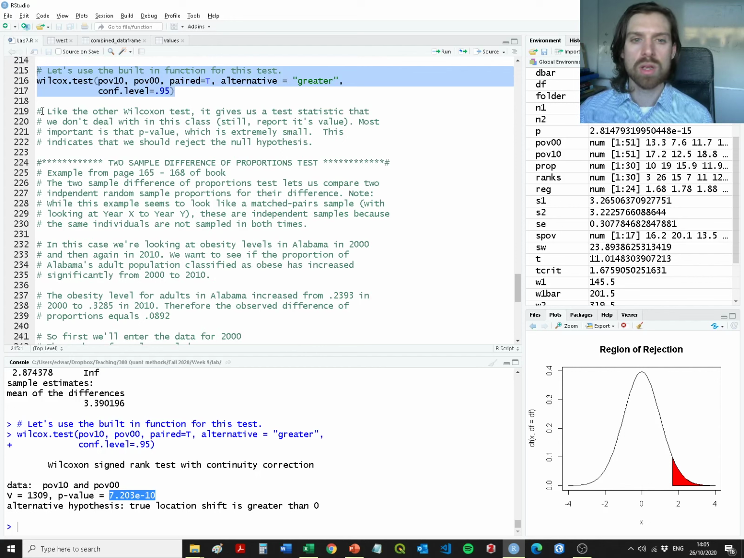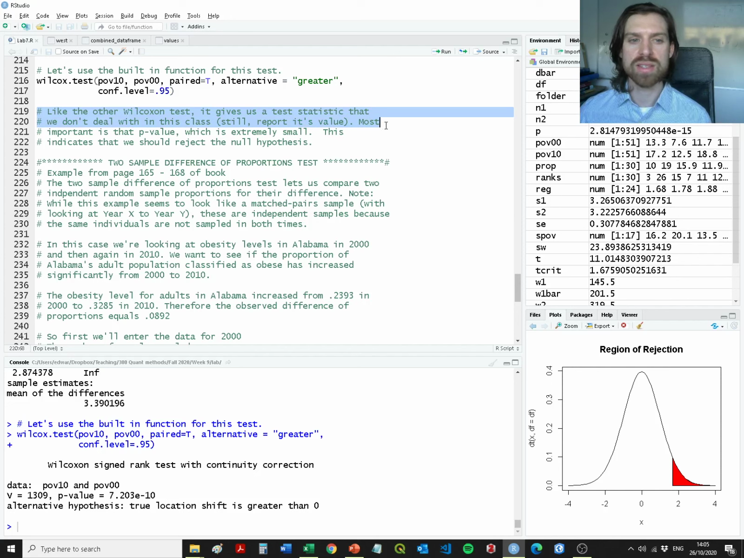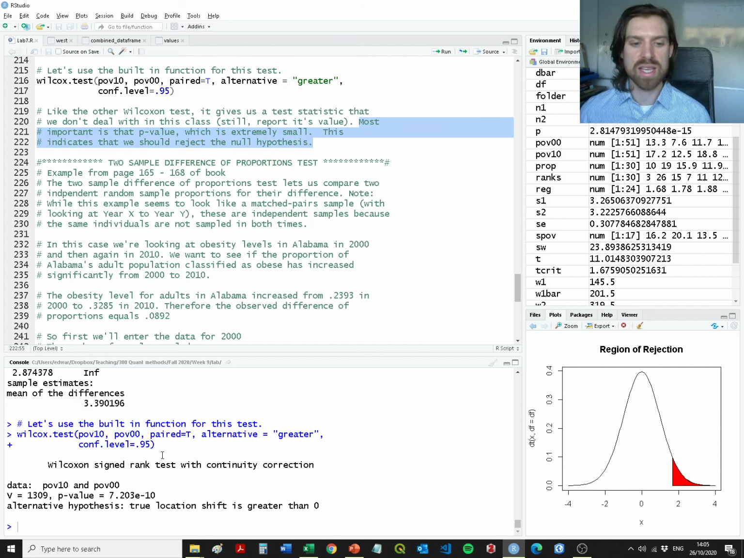Okay, I think just in terms of the interpretation here, it's just important to emphasize that we get a test statistic that we don't deal with in this class, but it reports the value down here, the V value. We're not covering it right now, so the important thing was just to emphasize the p-value that we got, which I think we've covered now.